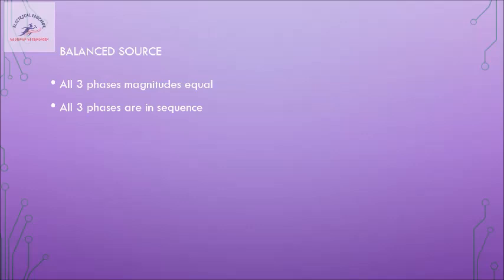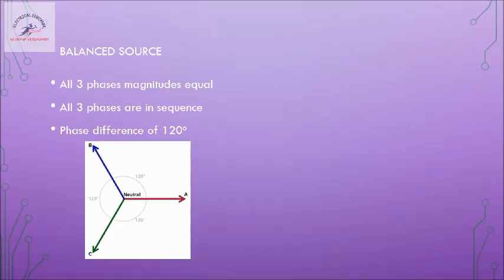There should not be any mess up in the sequence, and each phase should be separated by an angle of 120 degree or 2 pi by 3 radians. If these three criteria are met, then we call it a balanced source. Now this is how a phasor diagram of a balanced source looks, and here we have considered the anti-clockwise convention. If the phases are in anti-clockwise, then we tell it as a phase sequence. So that is the convention.